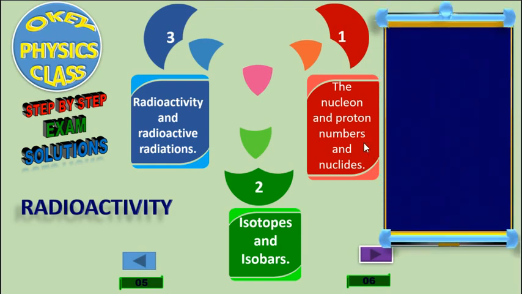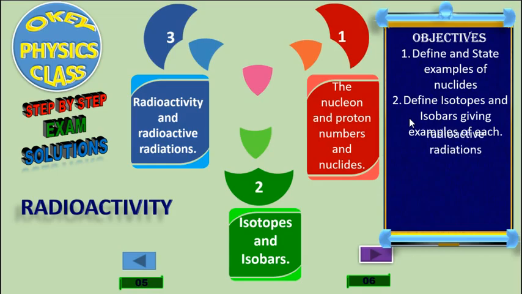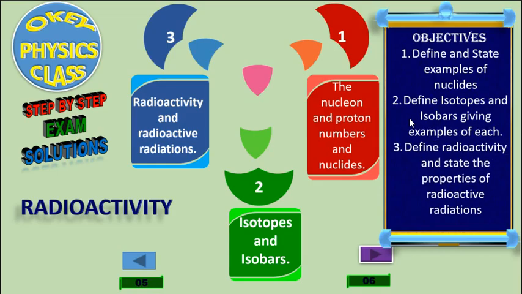The objectives of these presentations are: number 1, define and state examples of nuclides. Number 2, define isotopes and isobars, giving examples of each. Number 3, define radioactivity and state the properties of radioactive radiations. These are our objectives for the presentation. Now let's move straight to the video proper.